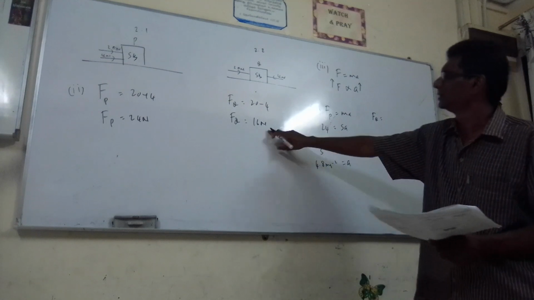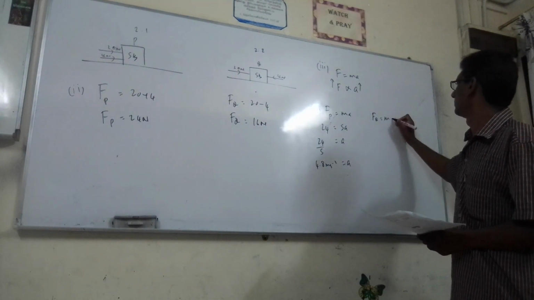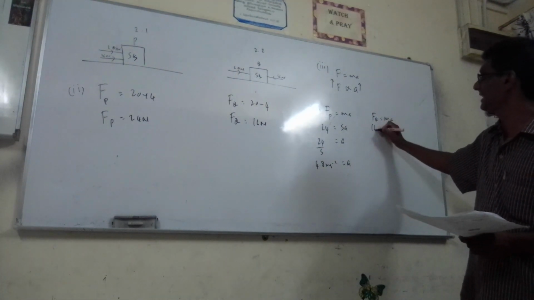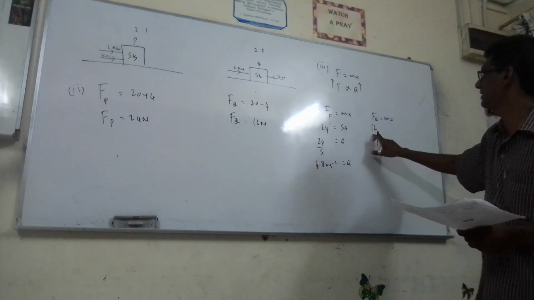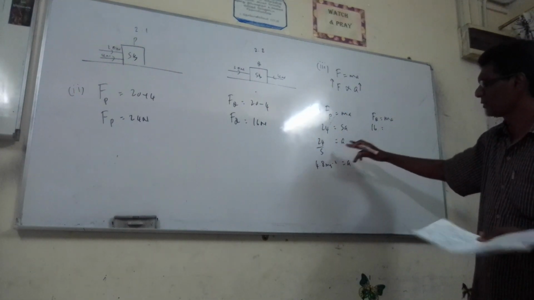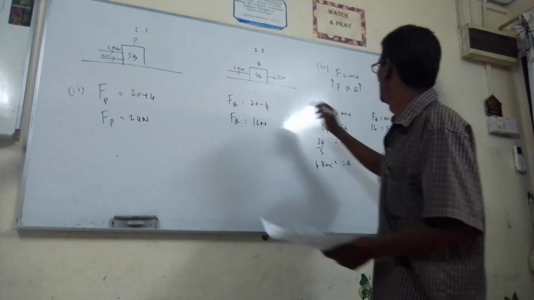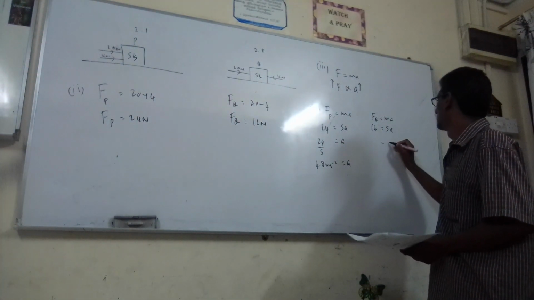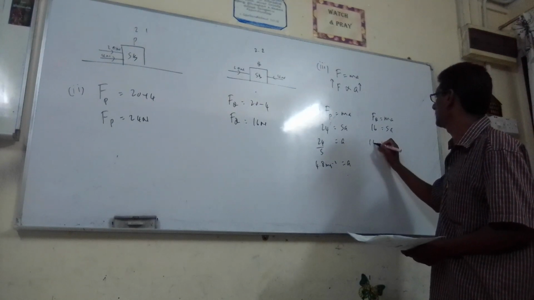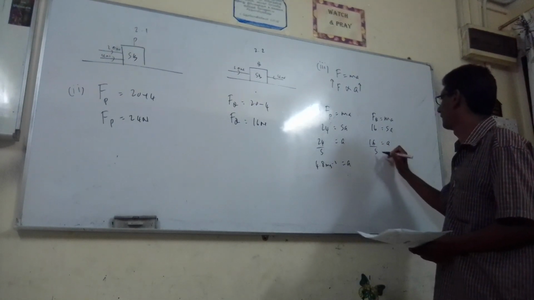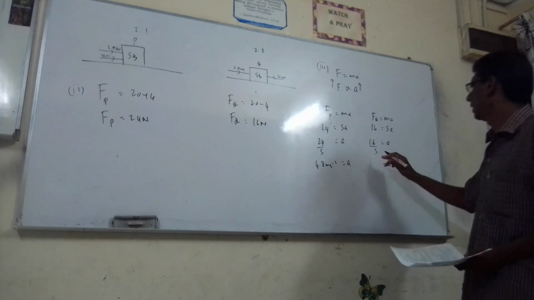For Q, the force is 60 Newton, so F equals ma. The resultant force Q is 60 Newton and the mass of the object is 5 kg. So A equals 60 divided by 5.